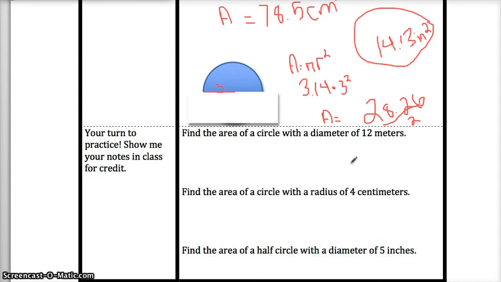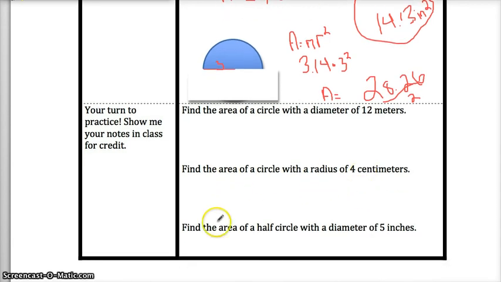Now, it's your turn to practice. You've got 3 problems here that you can try. Find the area of a circle with a diameter of 12 meters. Find the area of a circle with a radius of 4 centimeters. And find the area of a half circle with a diameter of 5 inches.